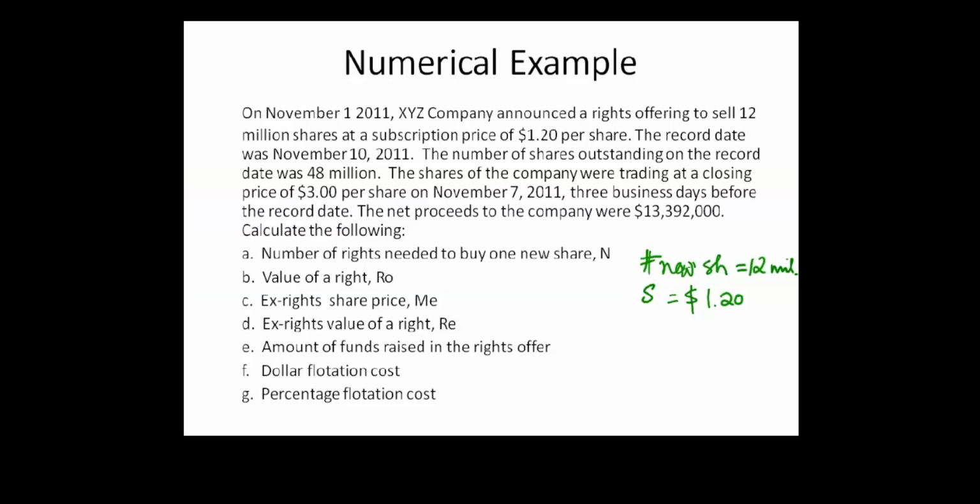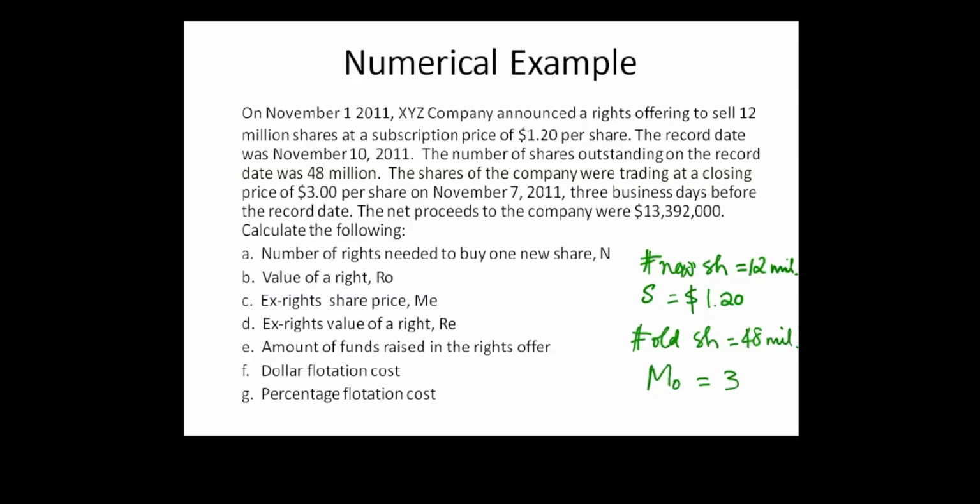The number of shares outstanding before the X rights date is 48 million, which gives us the number of O shares, which is 48 million. The shares were trading at a closing price of $3 per share 3 business days before the record date, which gives us the rights on share price M naught of 3.